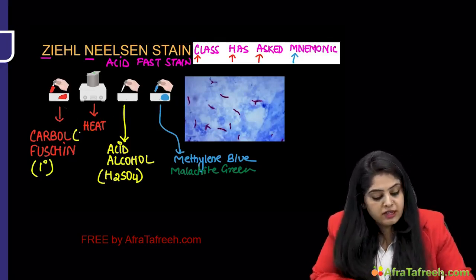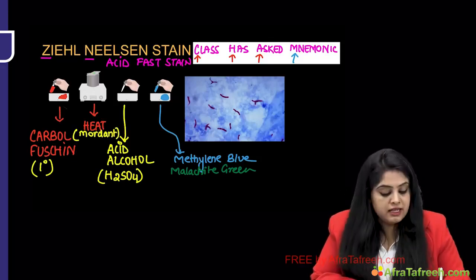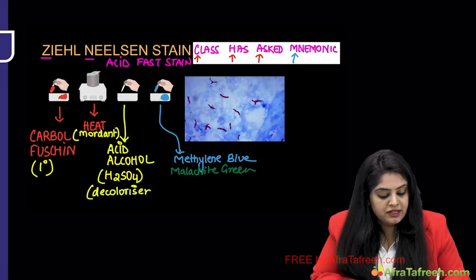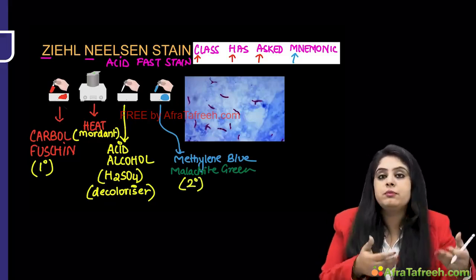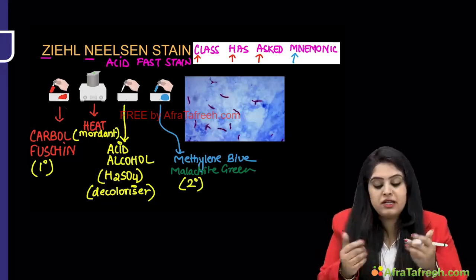So if the mordant is asked, then the mordant is going to be the heating process. Then we add the decolorizer. So what is the decolorizer in this case? The decolorizer is acid alcohol. And finally, the secondary color depends. If I want blue, I put methylene blue. If I want green, I put malachite green.